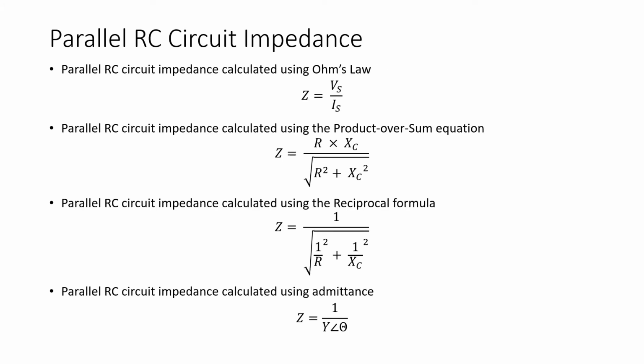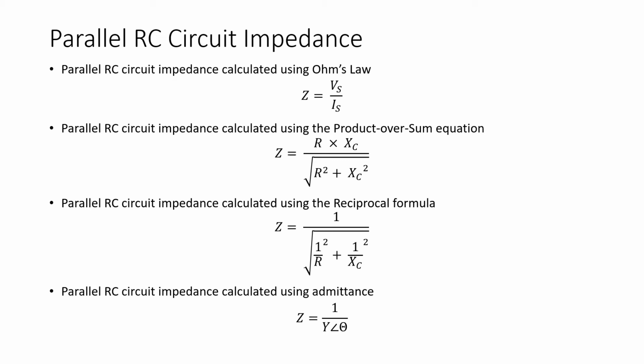Now, the impedance of a parallel RC circuit can be calculated several different ways. We can calculate impedance by using Ohm's Law, Z equals Vs over Is. We can calculate the impedance of a parallel RC circuit using the product over sum equation. Z equals R times X sub C divided by the square root of R squared plus X sub C squared. Again, we cannot add R and X sub C directly. We must add them as vector quantities.